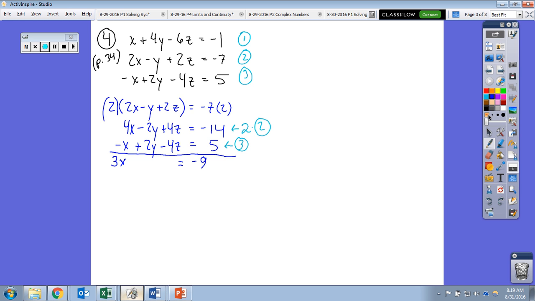Alright, and then dividing both sides by 3 would solve for x. So x equals negative 3. And I'm going to be again continuing to circle my solutions in this nice red.